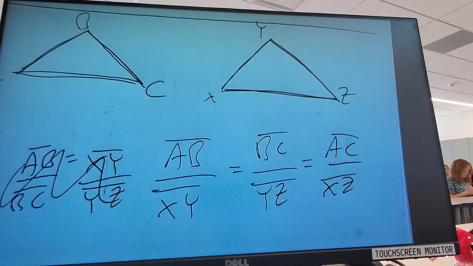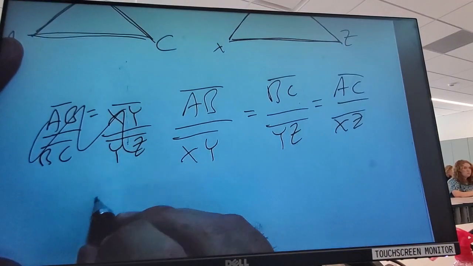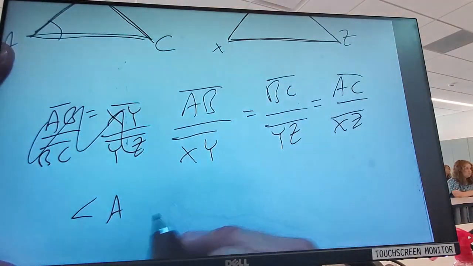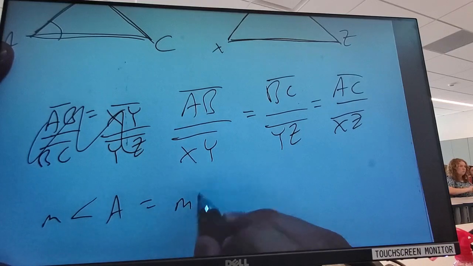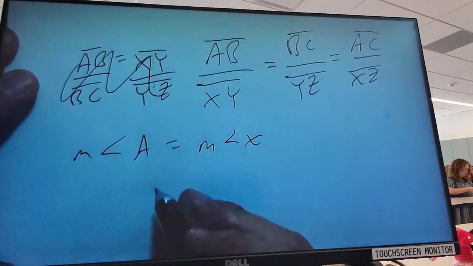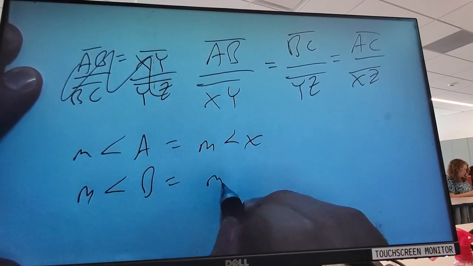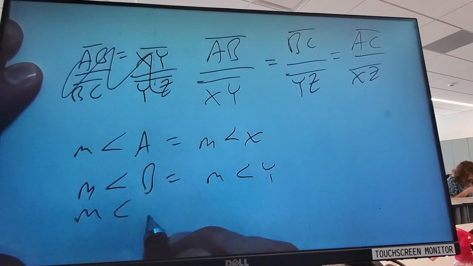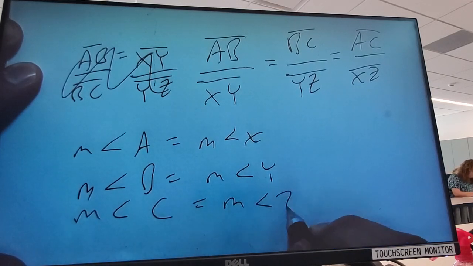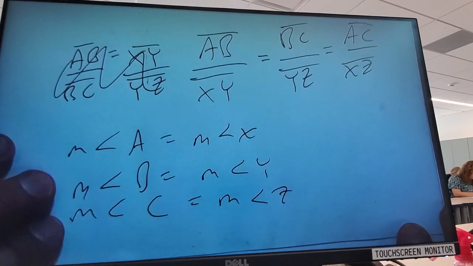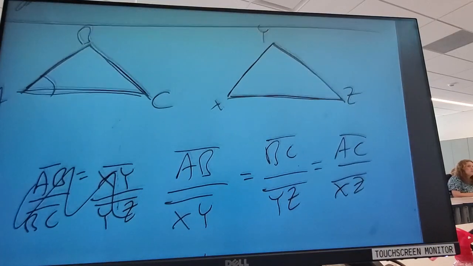Now, behind all this, what would I have to be told to know these were similar? Of course, it is all the angles. I must have, for example, in this case, angle A: the measure of angle A equals the measure of angle X, the measure of angle B equals the measure of angle Y, and the measure of angle C equals the measure of angle Z.